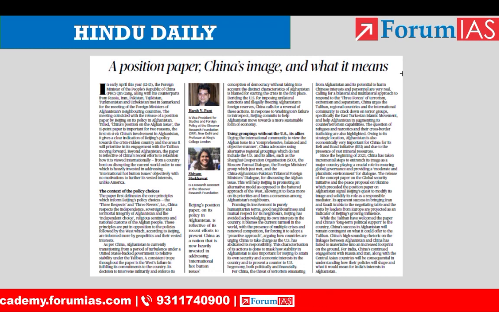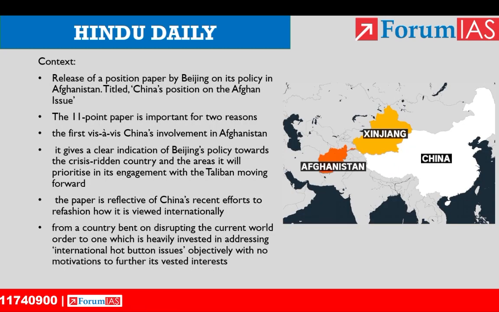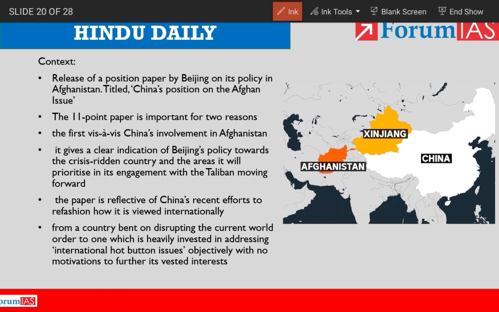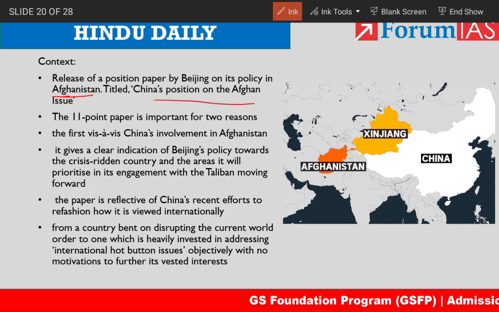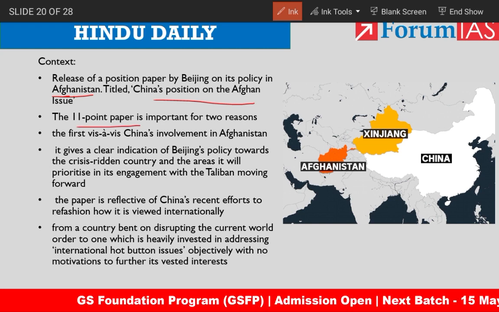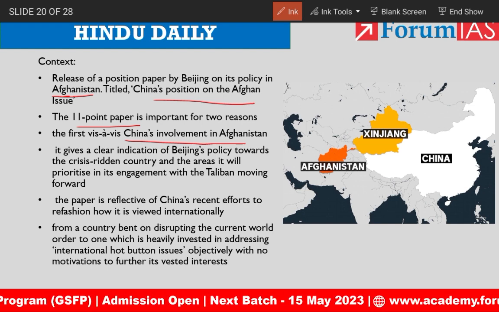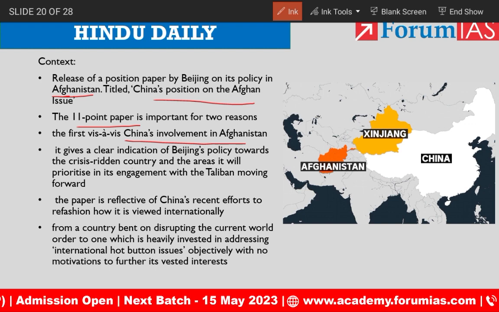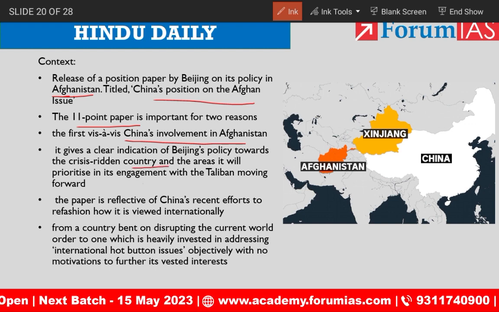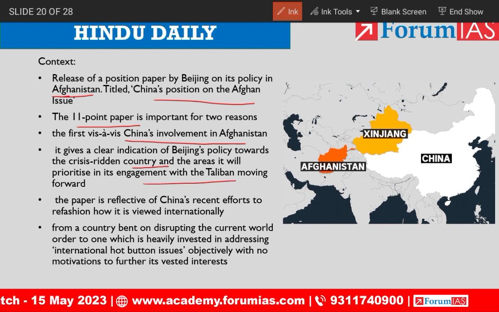This article is about China's foreign policy and what it tries to do with Afghanistan. Recently, China released a paper on what type of policy it is going to follow with Afghanistan. It was titled China's Position on the Afghan Issue. It is an 11-point paper and it is important for two reasons. First, it talks about what China's involvement will be in Afghanistan. Then it gives a clear indication of its policy towards this country and how it will prioritize its engagement with the Taliban. So why is this important?